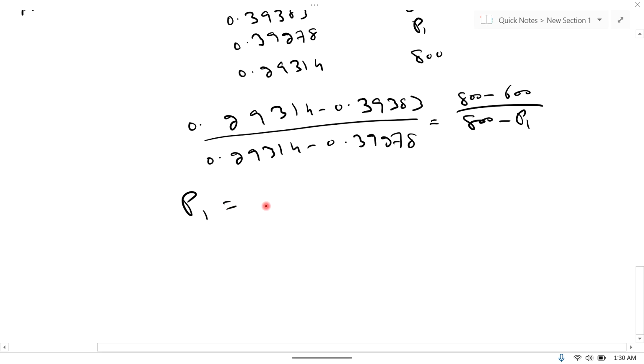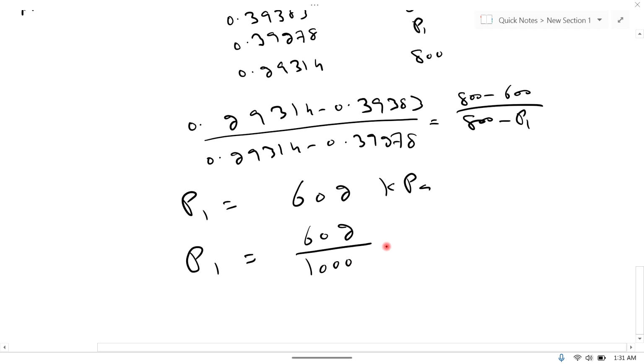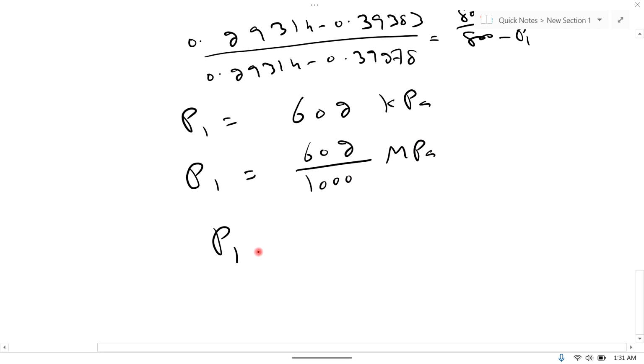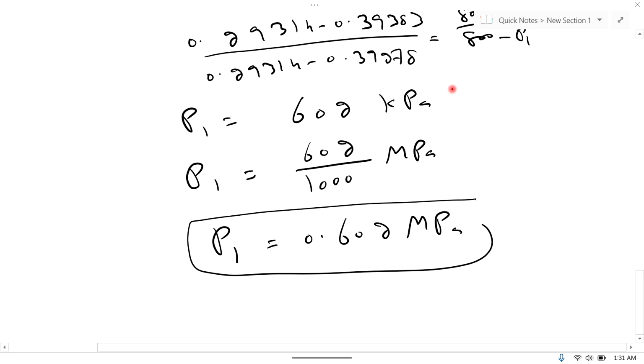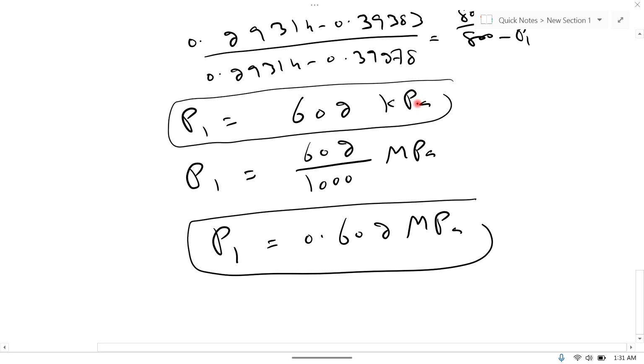So P1 is equal to 602 kilopascal. Convert this into megapascal: to convert kilopascal into megapascal, divide by 1000. So P1 is equal to 0.602 megapascal, and this is the final answer. This is the answer in kilopascal and this is the answer in megapascal.